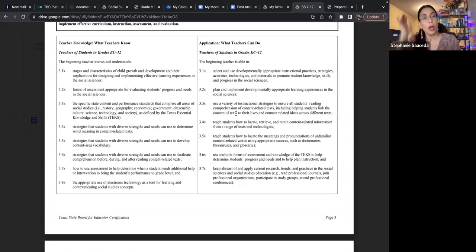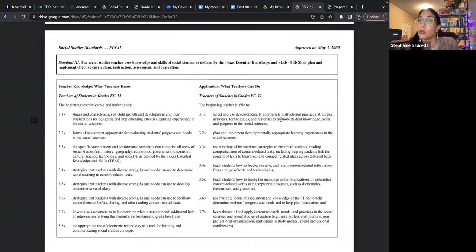More often than not, especially for the PPR, the correct answer is going to come from the right-hand side. It's going to be the teacher selecting and using developmentally appropriate instructional practices. That's what we are talking about. Standard 3 is the one that you need to do a very deep dive in, and that means that you not only read this document, but understand what it means.